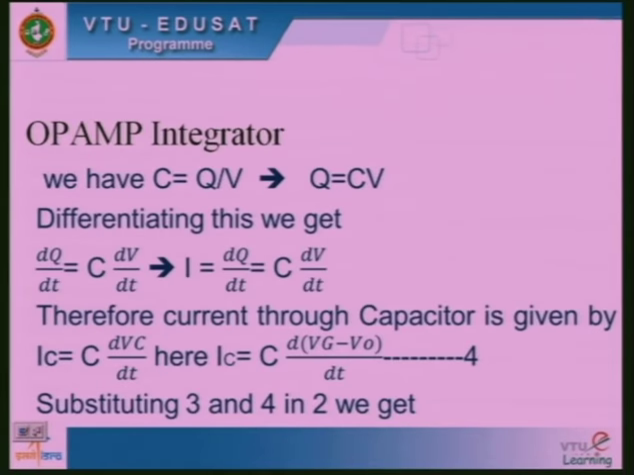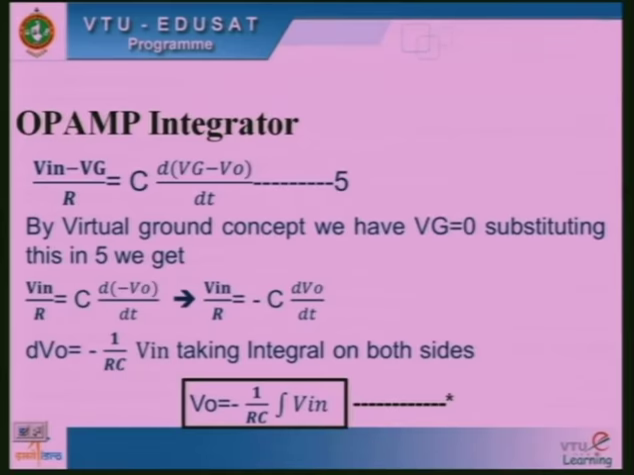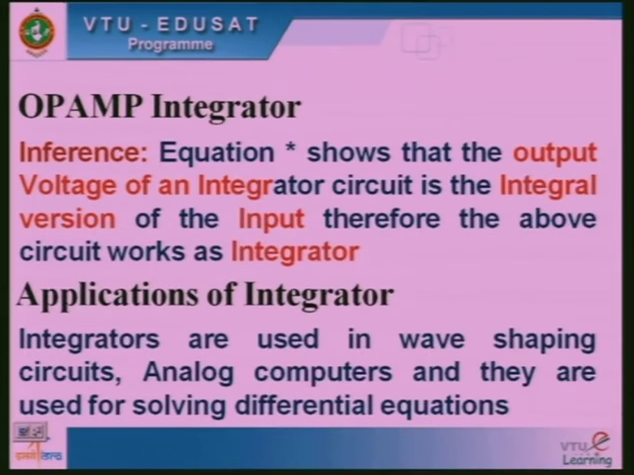So, that is what I did, the analysis here on the board, on the PPTs. What is the inference? Equation star shows that the output voltage of an integrator circuit is the integral version of the input. Therefore, the above circuit works as integrator. And what are the applications of integrator? The applications of integrators include wave shaping. It will be used for converting one wave into another wave. We will see that later. Then it will be used in analog computers, and the integrator can be used for solving differential equations. These are the 3 important applications of an integrator.